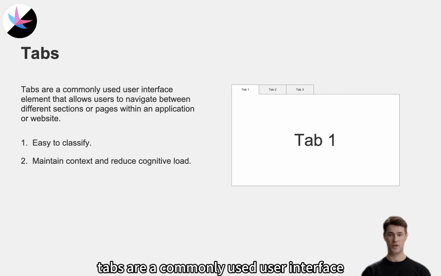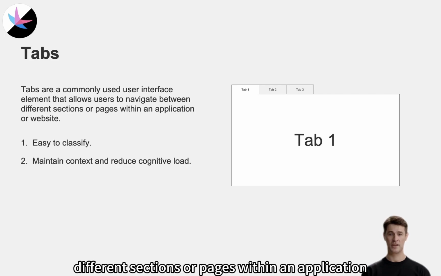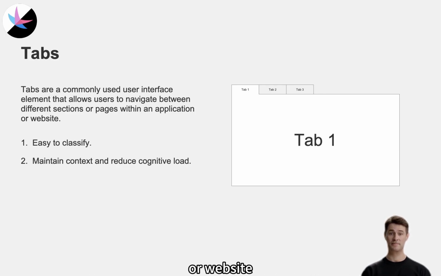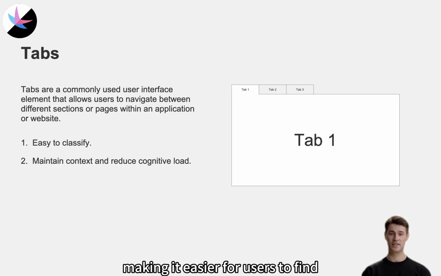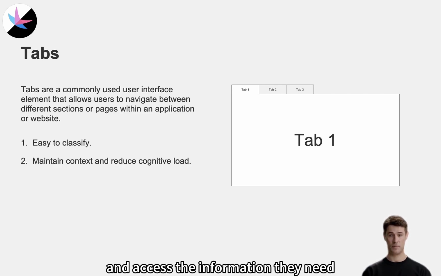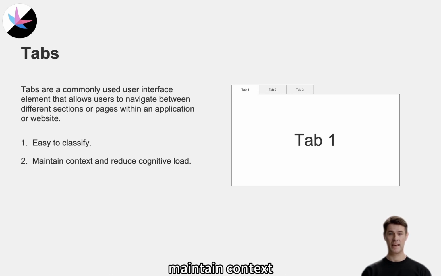Tabs are a commonly used user interface element that allows users to navigate between different sections or pages within an application or website. Tabs provide a clear and organized way to present content, making it easier for users to find and access the information they need. Maintain context and reduce cognitive load by keeping related information grouped together.